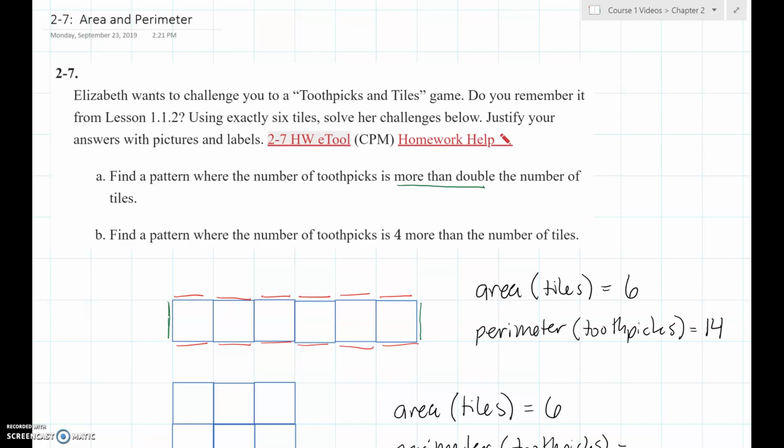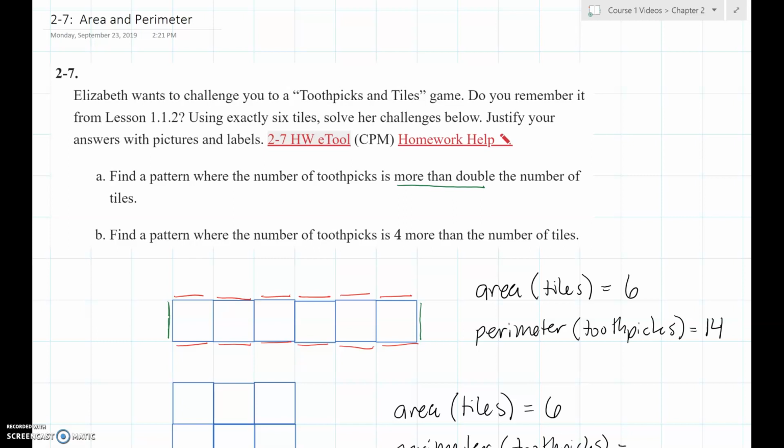Here is problem number 2-7 from the 6th grade textbook. That's course 1, the red one. And it's saying, Elizabeth wants to challenge you to a toothpicks and tiles game. Do you remember it from lesson 1.1.2? Using exactly 6 tiles, solve her challenge below. Justify your answer with pictures and labels. So find a pattern where the number of toothpicks is more than double the number of tiles.